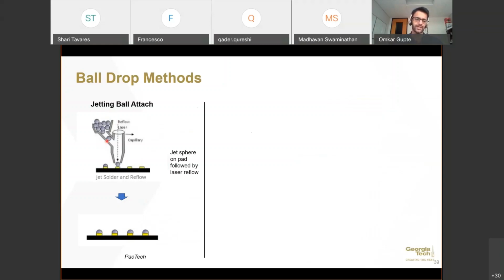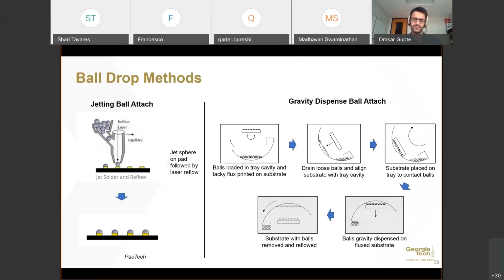Next is something called jetting, where there is a jet-like funnel with a solder ball reservoir on the top, and one single solder ball is released at one time so that it comes on the pad and gets attached. So it can be individually dropping and then eventually doing the reflow, or dropping one ball and doing a laser reflow. Either way, both ways have been explored.